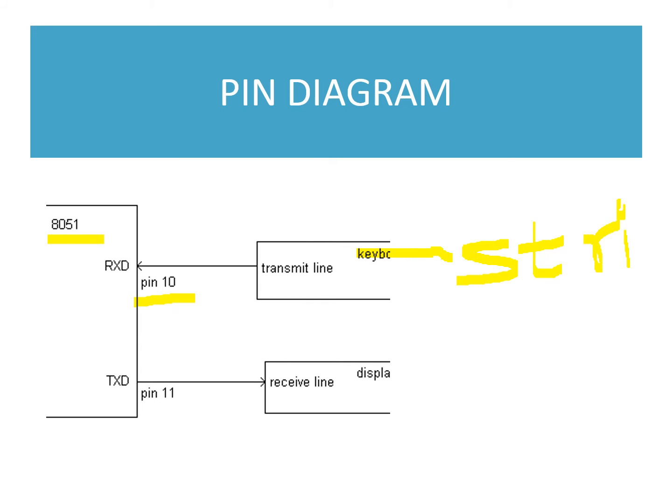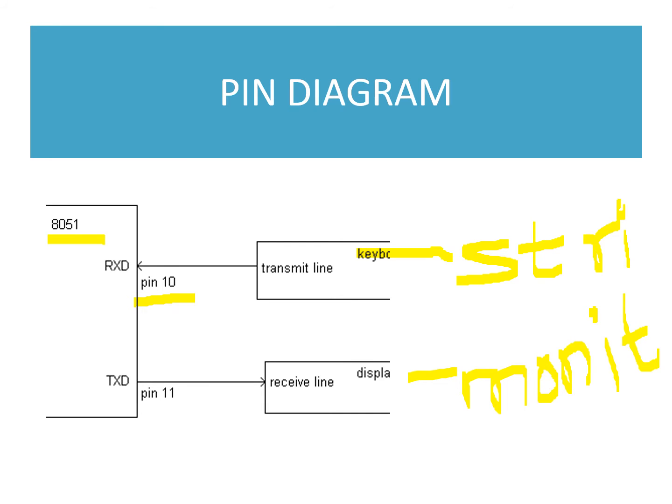As you know, 8051 has 40 pins. Out of that, pin number 10 is called RxD. So I'll be connecting a transmit line from the keyboard. It is connected to the RxD pin so that 8051 can receive the data and send it to the display. The display for me here is a monitor. From our computer, the monitor itself will be used as our display.